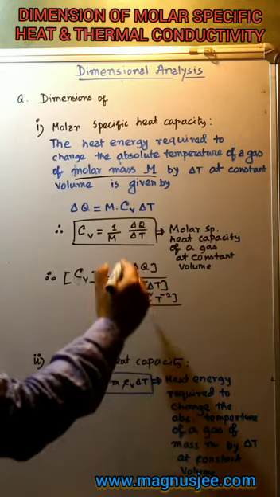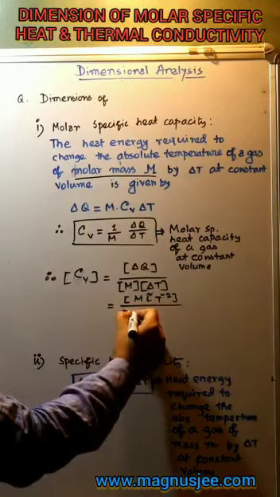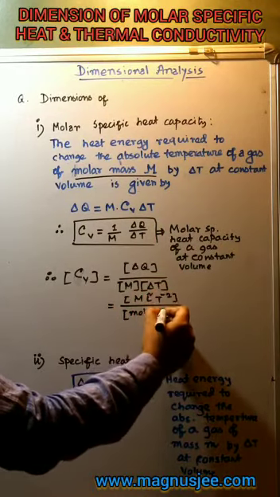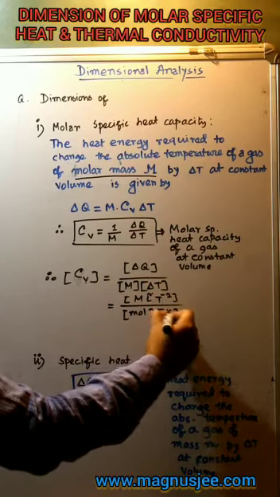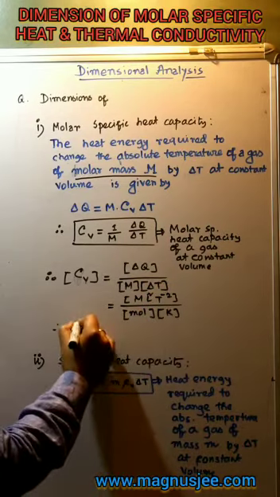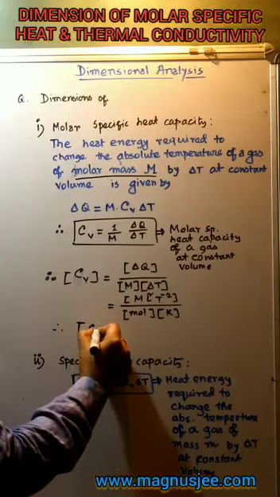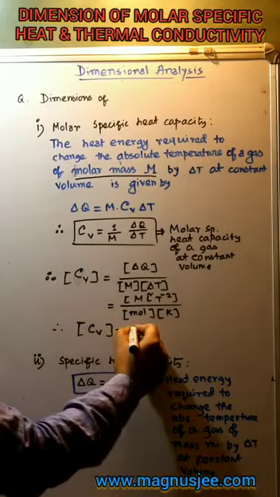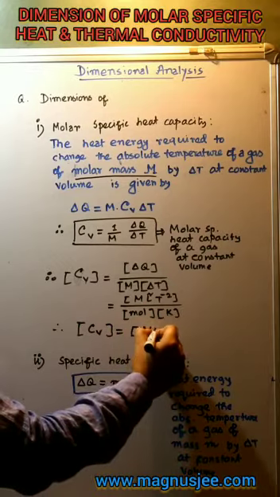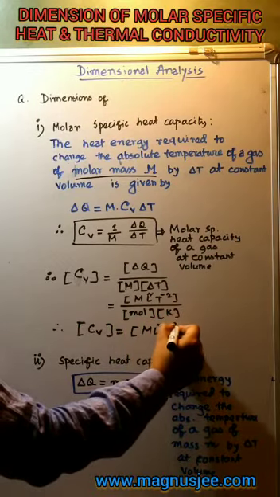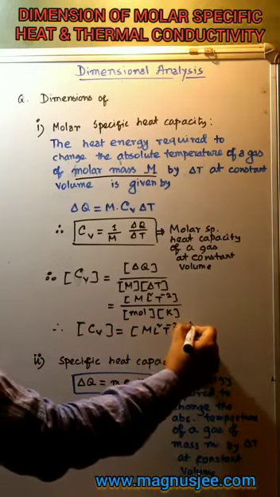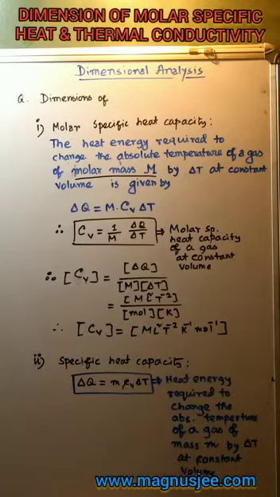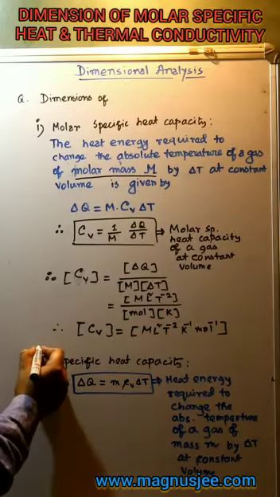M is molar mass, the unit is mole, and delta T is a change in absolute temperature. That's why it should be delta K, hence K, Kelvin or theta. So the dimension of molar specific heat is M L square T to the power minus 2 per Kelvin per mole. So this is molar specific heat capacity.